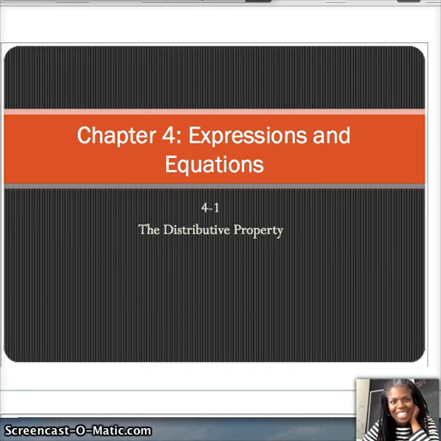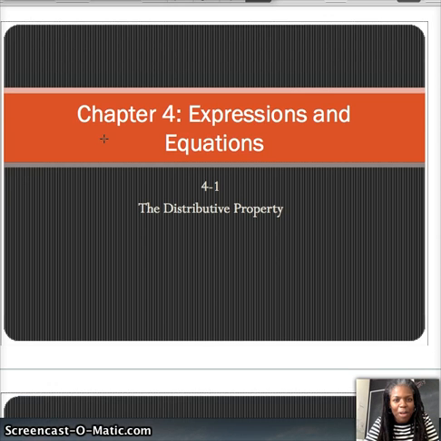Hey guys, we are looking at chapter 4 and section 4.1, the distributive property. Distributive property is a pretty important property in algebra. You're going to see it a lot, so make sure you feel really comfortable with what we're talking about and what we're doing.